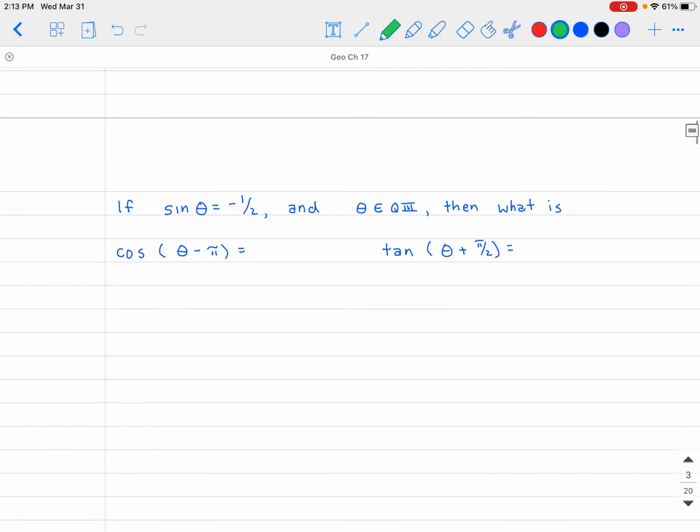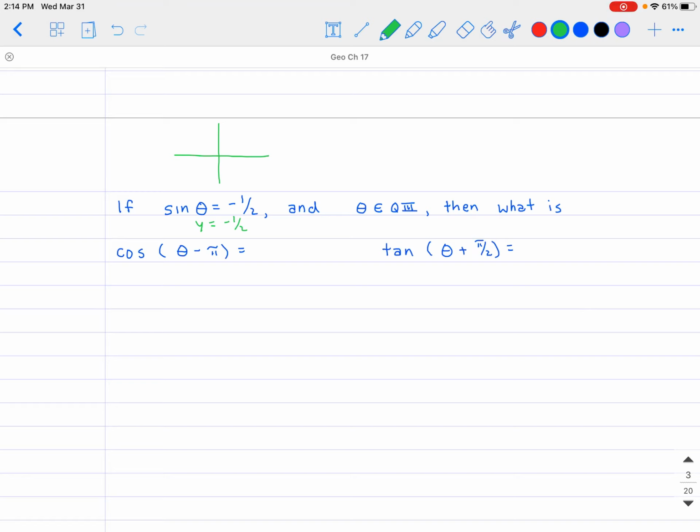Okay, so for this one, let's first see what that means. First of all, I have sine of theta is equal to negative 1/2, and that means theta is going to be some value on the unit circle. In terms of where that is, the best way to think of it is that this is the same thing as saying y is equal to negative 1/2.